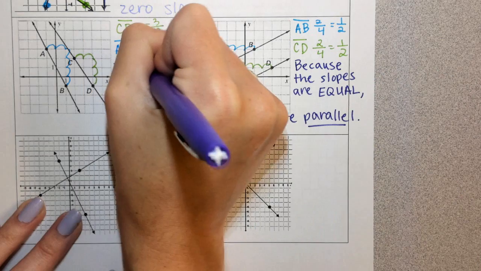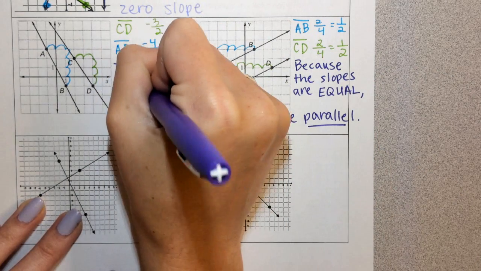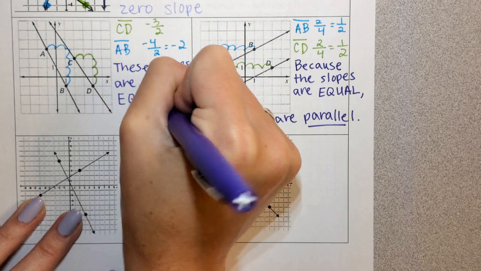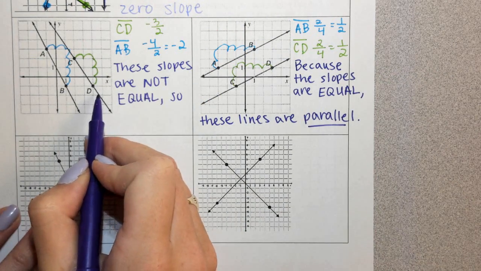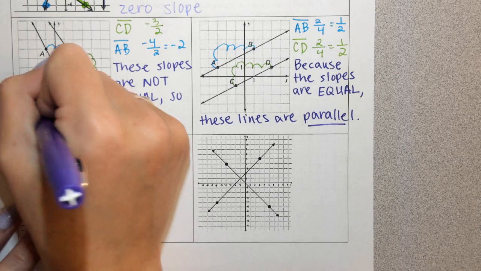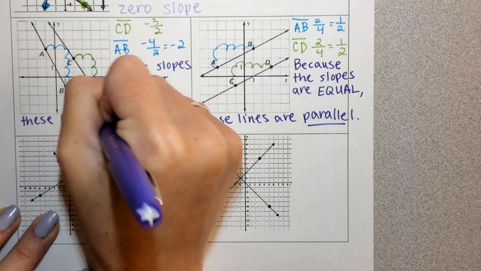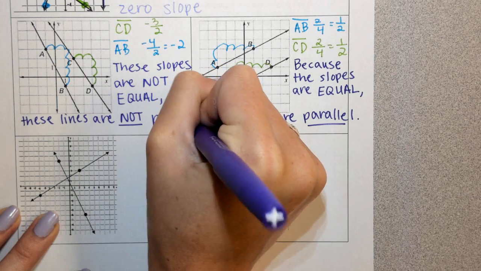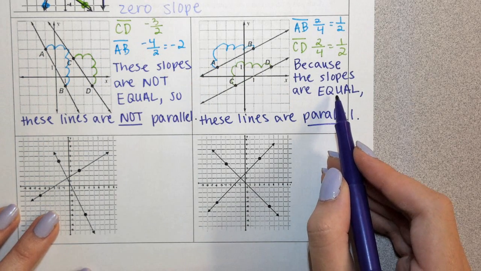Because these slopes are not equal, all we can say about these lines is that they are not parallel. So these lines are not parallel. Again, parallel lines have equal slopes.